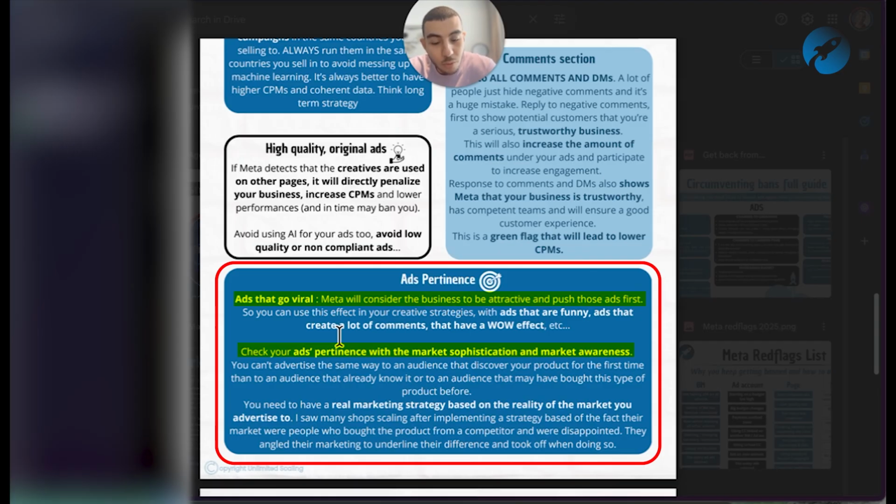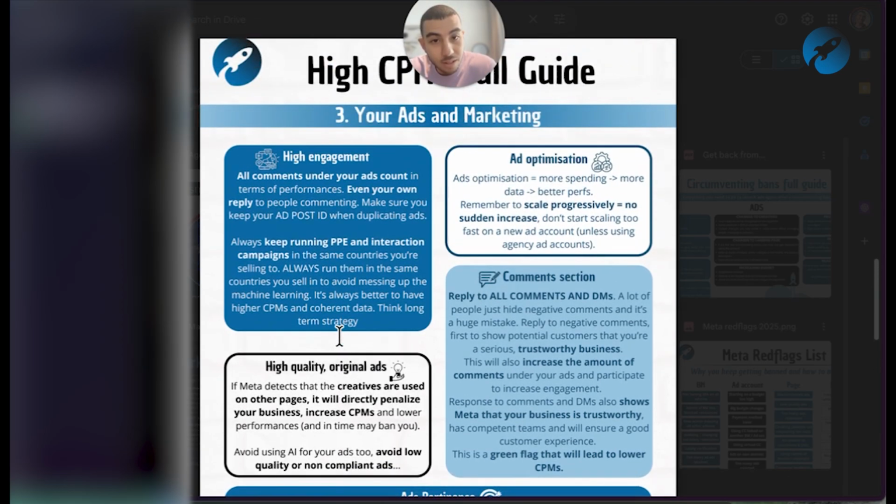So you need to have a real marketing strategy based on the reality of the market you advertise to. If people are disappointed with another product, you can tell them, hey, they will disappoint you, they will deliver in that amount of days or weeks. This is who we are, this is how our brand is, and this is how we're going to bring you more value, guys. So that's regarding the ads.